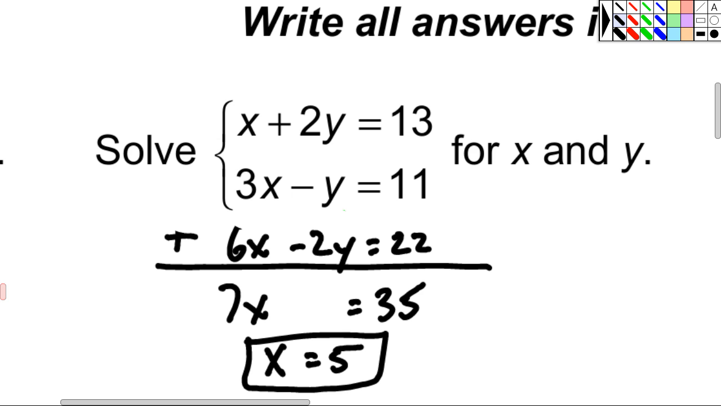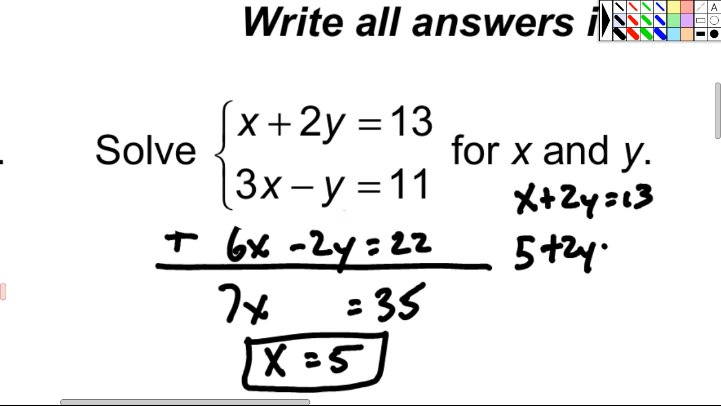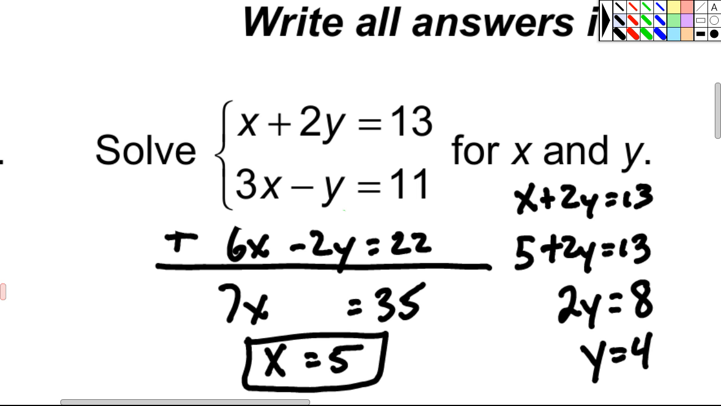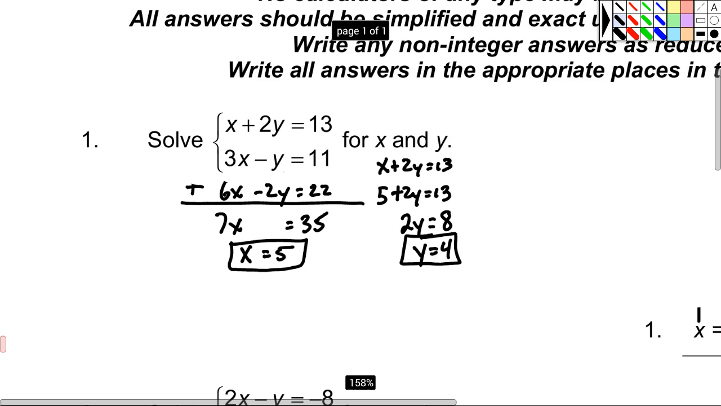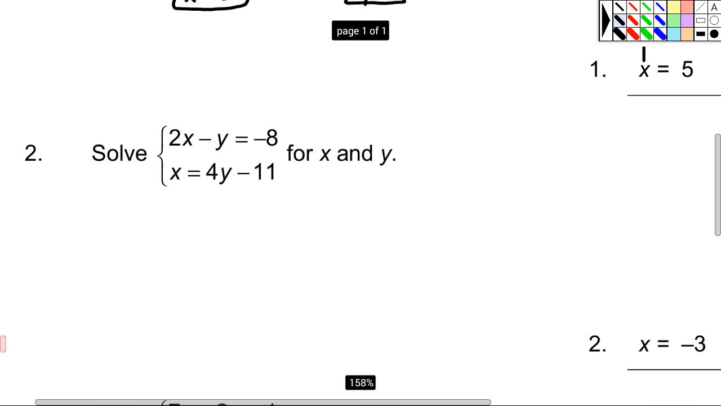So let's take a look at this. Why don't we look at this first equation here? x plus 2y equals 13. Let's plug in 5 for x. So we get 5 plus 2y equals 13. Subtract 5 from both sides. 2y equals 8. Divide both sides by 2. y equals 4. And that is all.